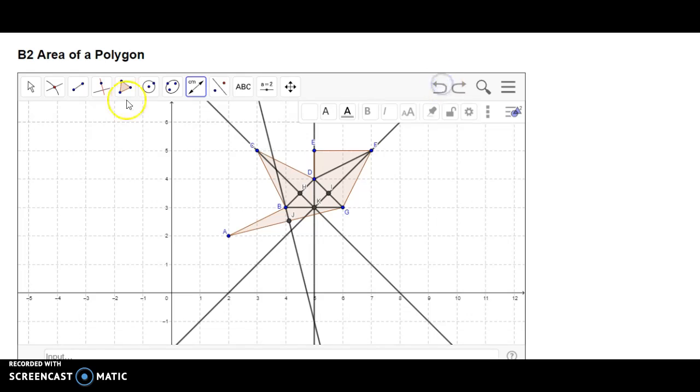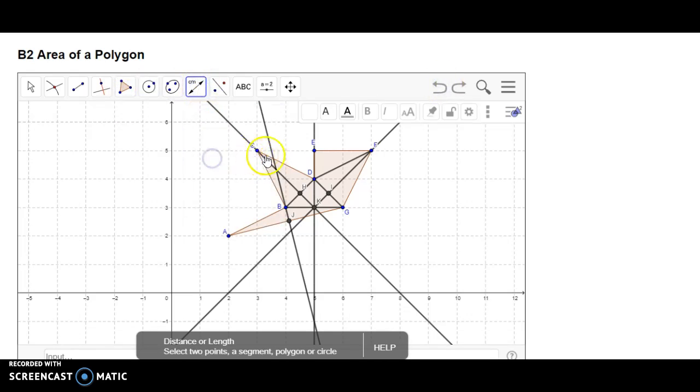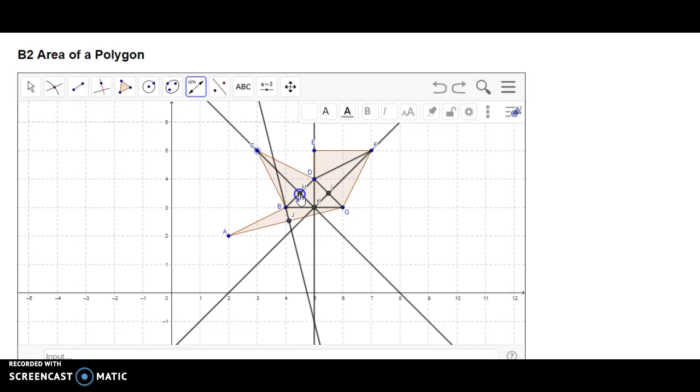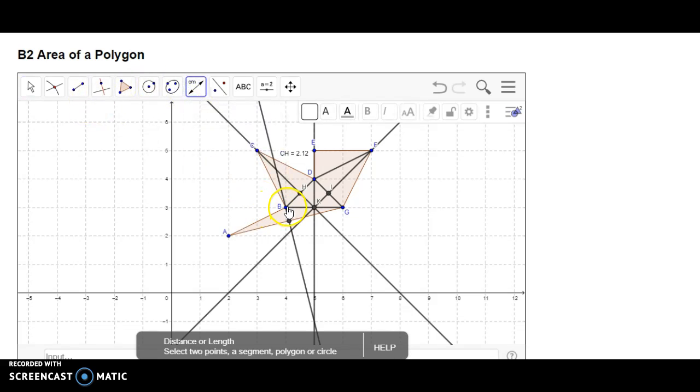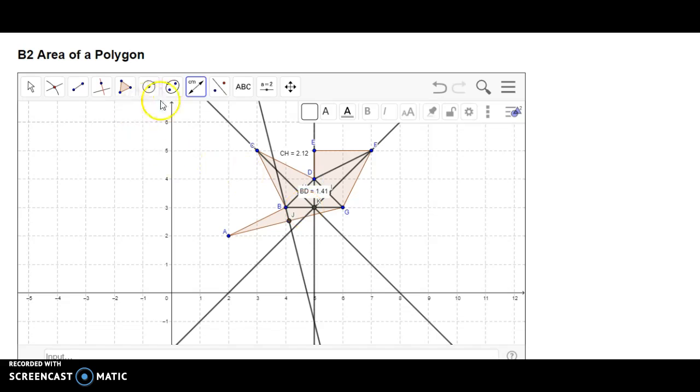Why are you not working? There we go. Between C and H, and I'm actually going to move this right here. Then let's go ahead and measure with our measuring tool from B to D, because that's our base. Does that work? B to D. Okay, there we go. You should do these one at a time so you don't get confused.